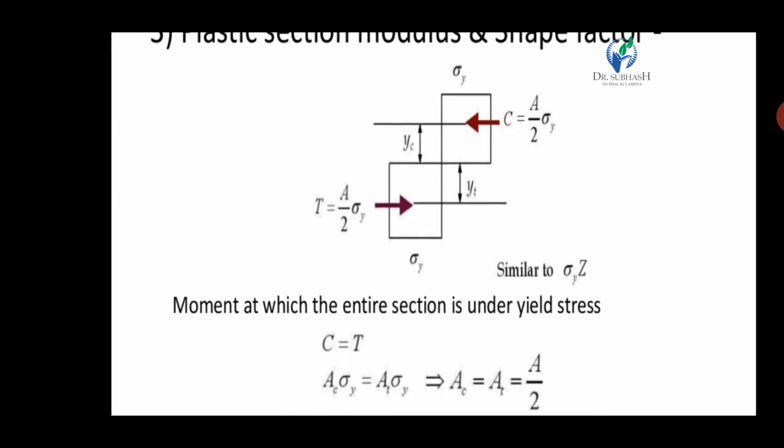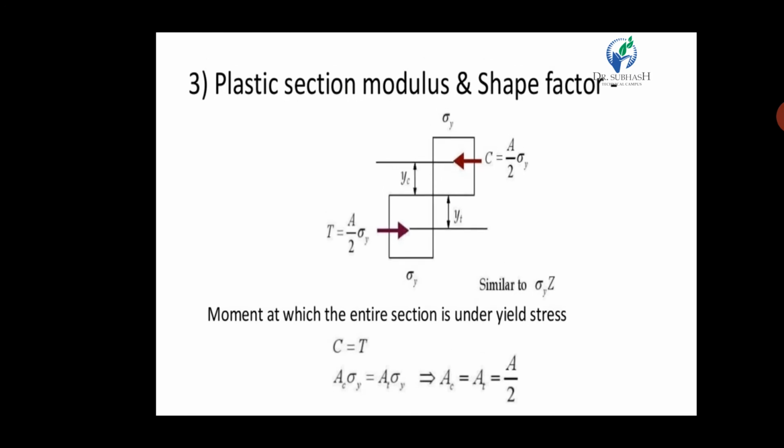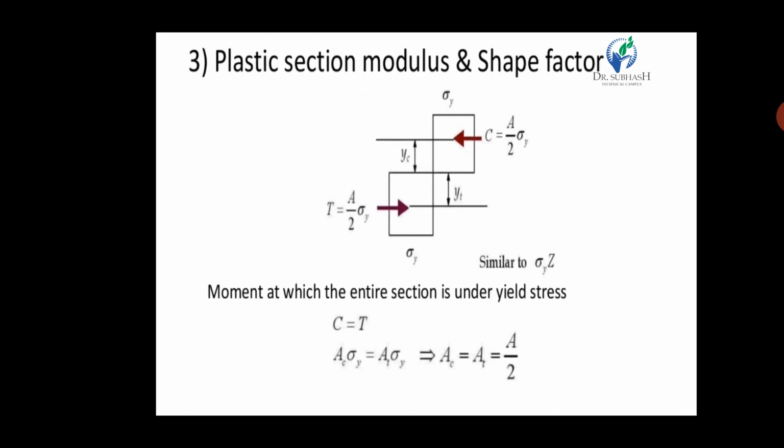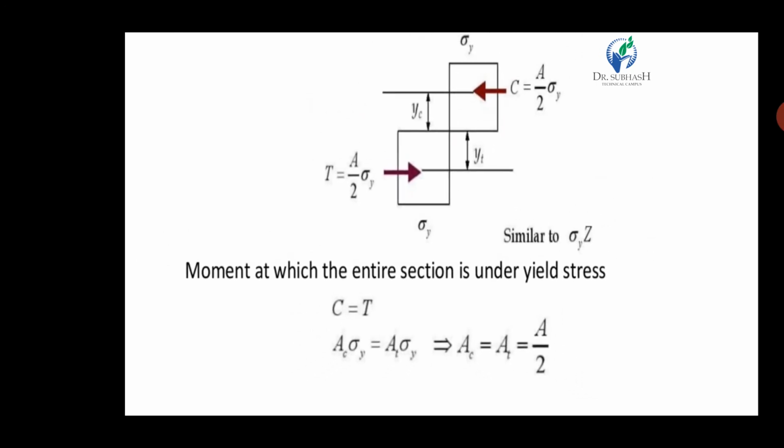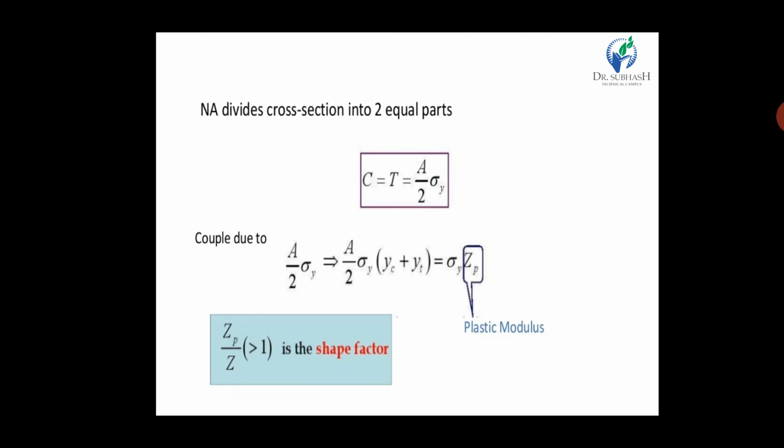Now, the moment at which the entire section is under yield strain means we have to achieve the plastic state. At that time, both the areas of tension and compression are the same. So for the same assumption, we take C is equal to T. So the area of compression times the stress in compression is equal to the area of tension times the stress in tension. Finally, you can see the area of compression is equal to the area of tension, which is A by 2, total area divided by 2. This divides the cross section into two equal parts. C is equal to T is equal to A by 2 into sigma y.